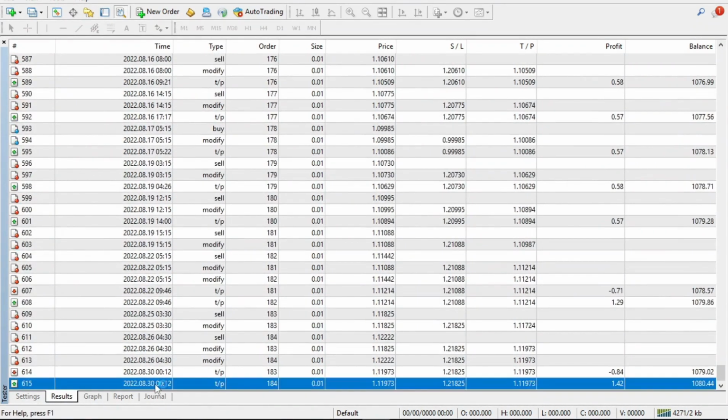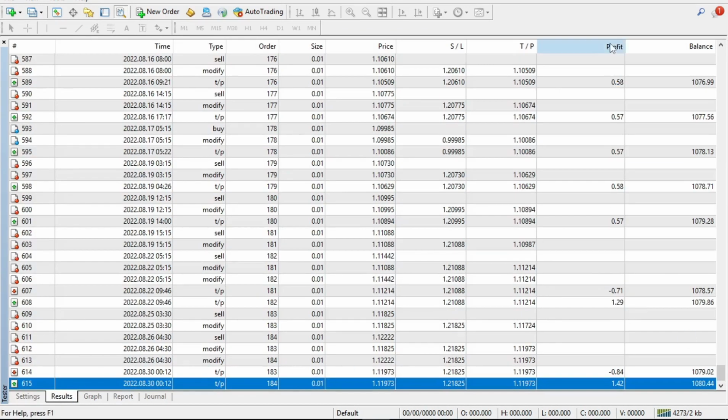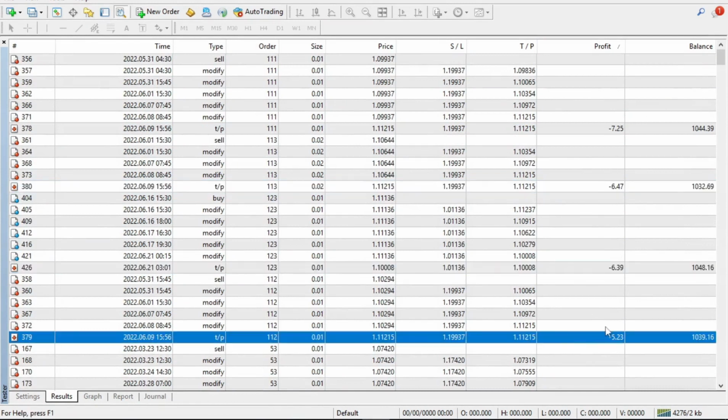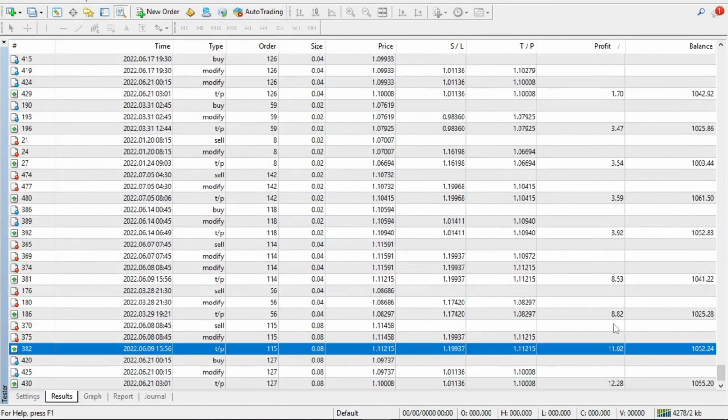The backtest starts from January 6, 2022 to August 30, 2022. The biggest loss in one transaction is minus $7.25 and the biggest profit was $12.88.